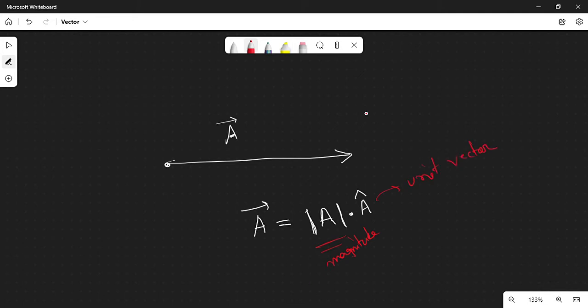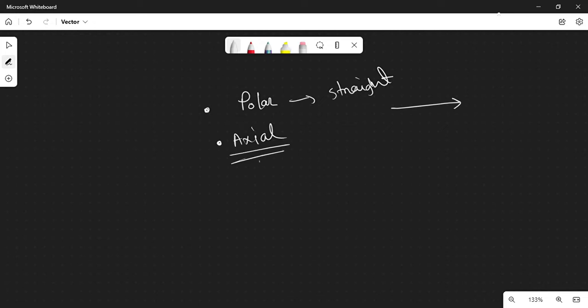Now let's talk about different types of vectors. First of all, vectors can be of two main types, which are polar vectors and axial vectors. Polar vectors are all straight. By straight, I mean there will be a straight line determining this vector. An axial vector is curved. So these types of vectors are all axial vectors. And mainly we'll talk here about polar vectors.